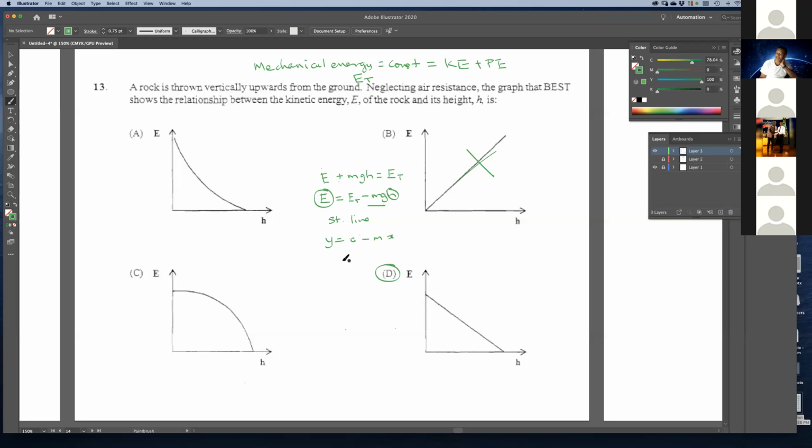Everybody understands this? Yes, sir. Excuse me, sir. How do we know it starts at maximum kinetic energy? Okay, so if a stone leaves my hand at 5 meters per second, it's traveling upwards. Does it travel faster than 5, or does it travel slower than 5 as it climbs?